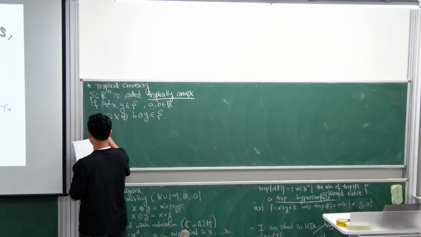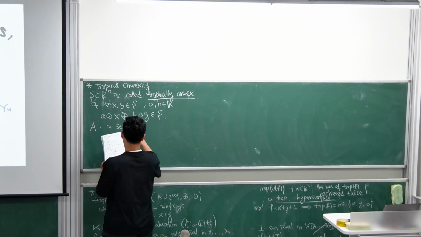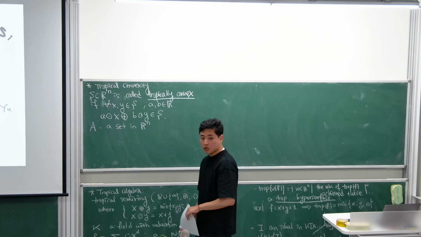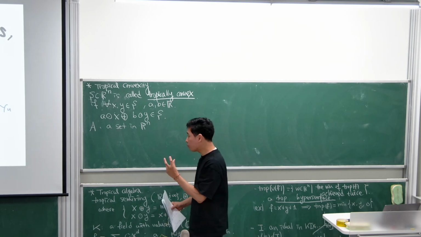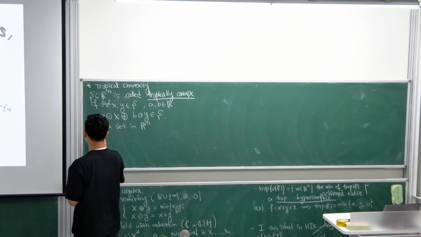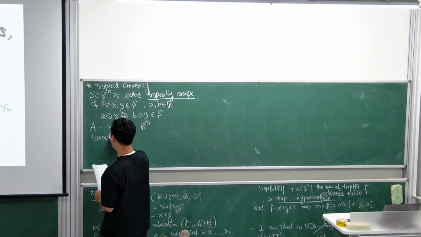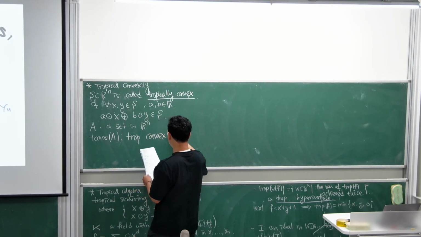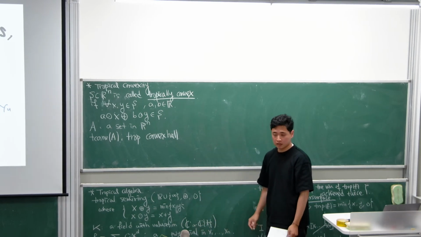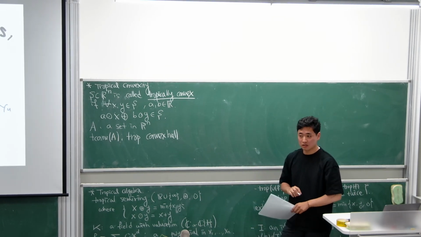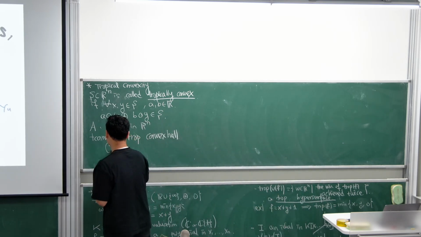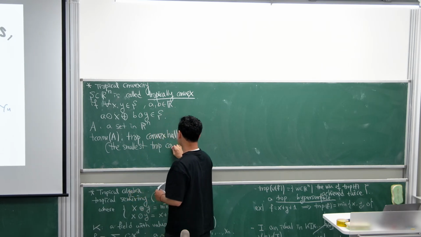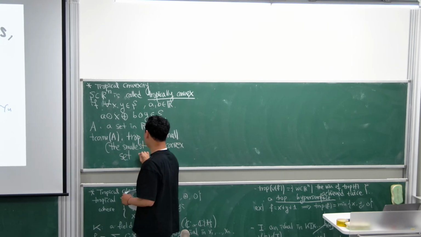And of course, let's say that we have A, which is a set in R^n. We will think about the tropical convex hull, which is the minimum tropically convex set containing this A. I will define the tropical convex hull. This is the smallest tropically convex set containing A.